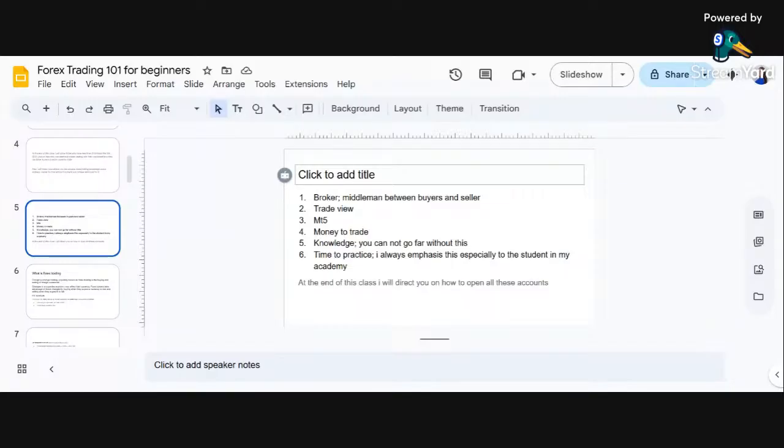Without these three apps, you really cannot place a trade. We can't address you as a forex trader. And the first one, you need money to trade. No matter how little you have, you actually need money to trade. You can trade demo, but for you to withdraw from the market, you need to actually put in funds. Trading is an investment as well as a business.